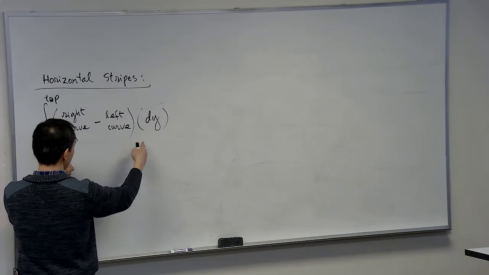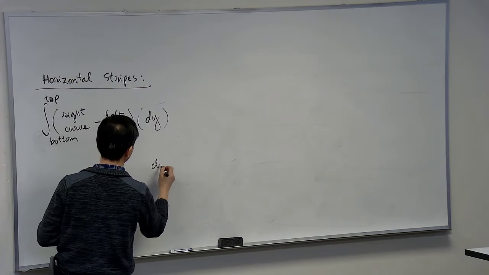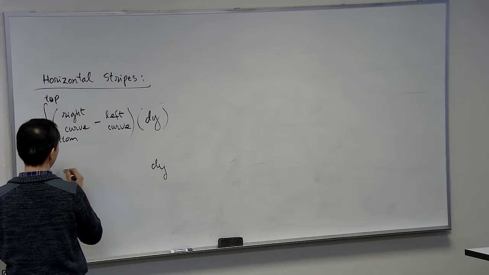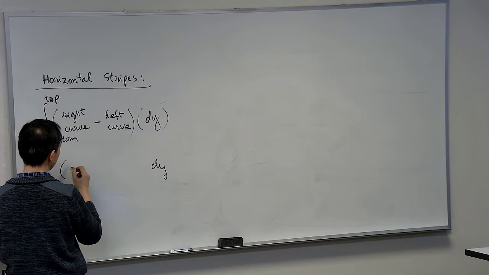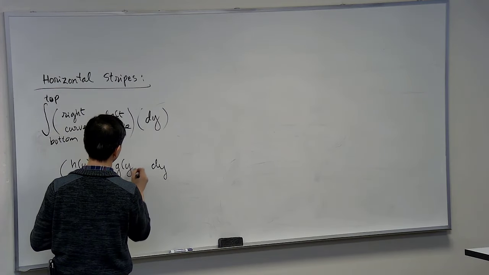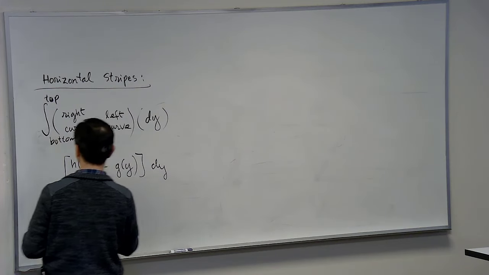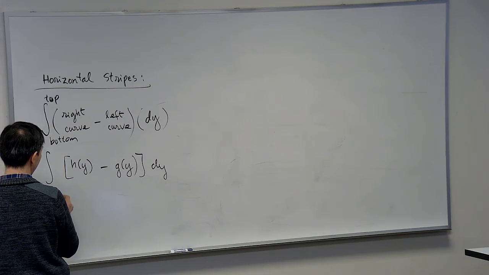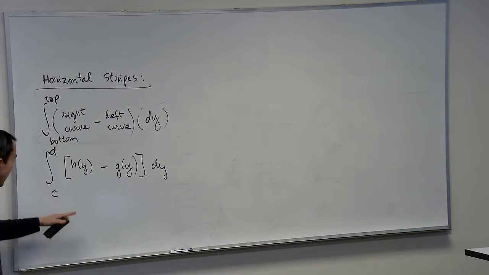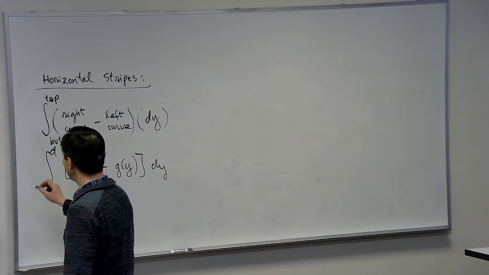See, simply because once we have decided to put the horizontal stripes, we recognize our thickness being the dy. So these curves better be expressed as functions of y. So that's why the right curve, think of that as some function h of y. And the left curve, think of that as some function g of y. Okay. And so we have a difference, multiply with dy, and then we're accumulating over some integral on the y-axis, c to d, on the vertical axis, from the bottom up. Okay. That's how we get the area.